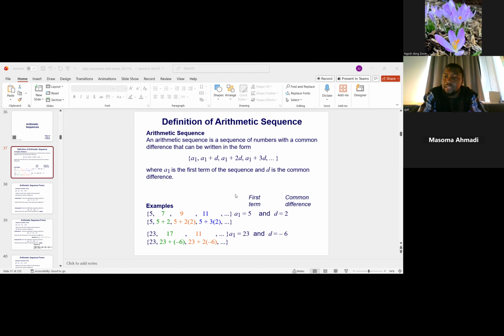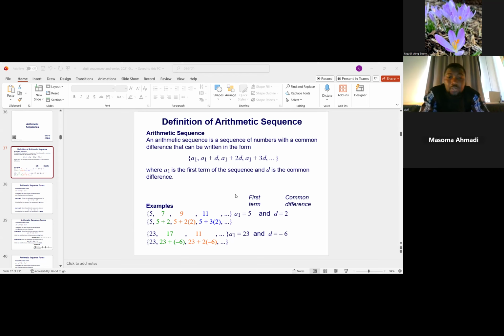6 times 6. So in this sequence, you realize there is no constant difference. 1, 4, 9, 16, 25, 36, 49. So this sequence is not an arithmetic sequence. Of course, there is a first term, but there is no common difference. So this is another type of sequence, which we will look at later. But right now, today, our focus will be purposely on arithmetic sequences.